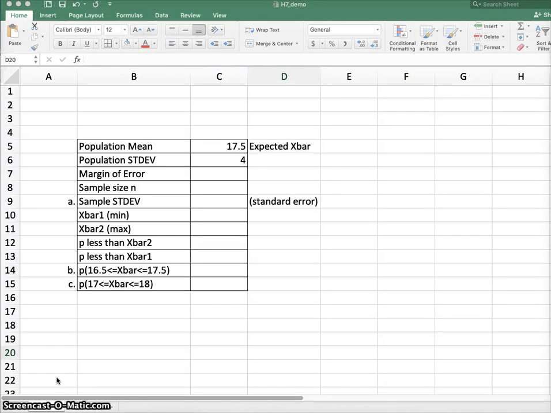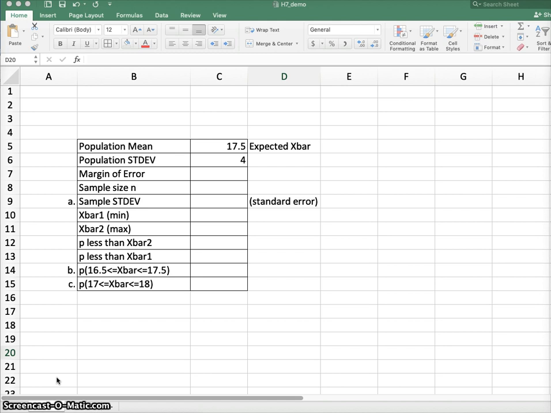Let's take a look at problem number 20 in chapter 7. Here we're looking at a sampling distribution. Just like in the last chapter, we're assuming that a sample probability distribution follows a normal curve, so we're going to use some of the same tools we used in chapter 6.